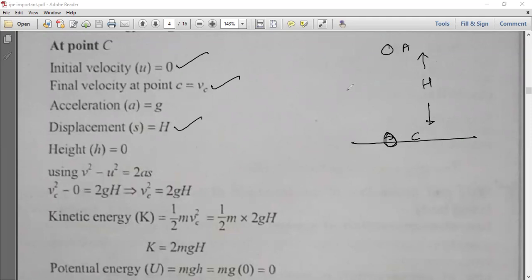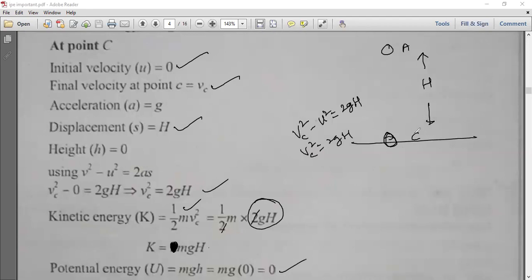So if I use the equation, final velocity v square minus u square is equal to 2gH. u is 0, so v square is equal to 2gH. Got it? That is vC square at this point. So kinetic energy is half m vC square, half m into 2gH. This 2 and this 2 will get cancelled. So this is mgH. And potential energy is what? 0. Why? Because it is on the ground.